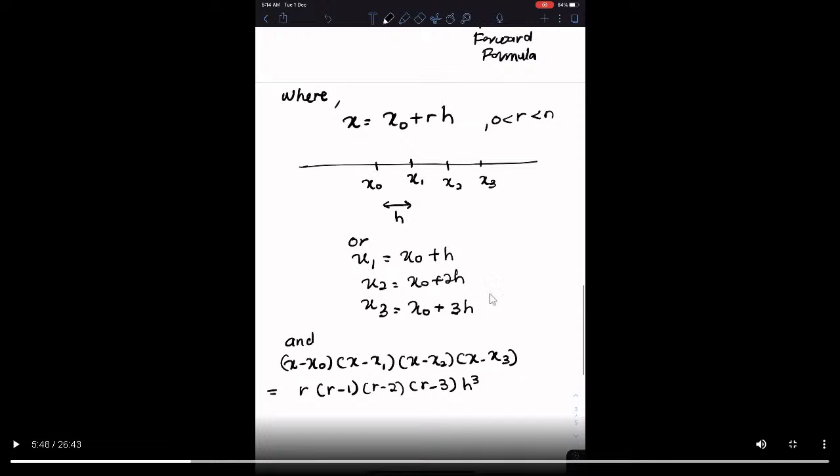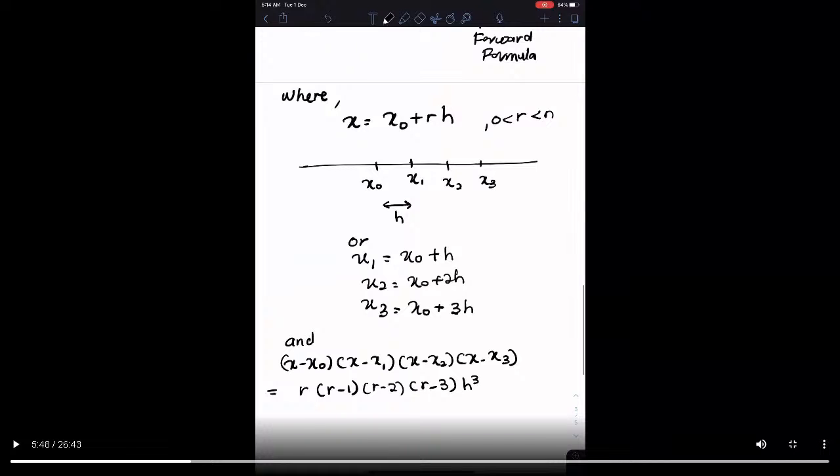The second is, if I say x minus x naught, x minus x1, x minus x2, x minus x3, it means r, r minus 1, r minus 2, r minus 3, times h to the power 3.